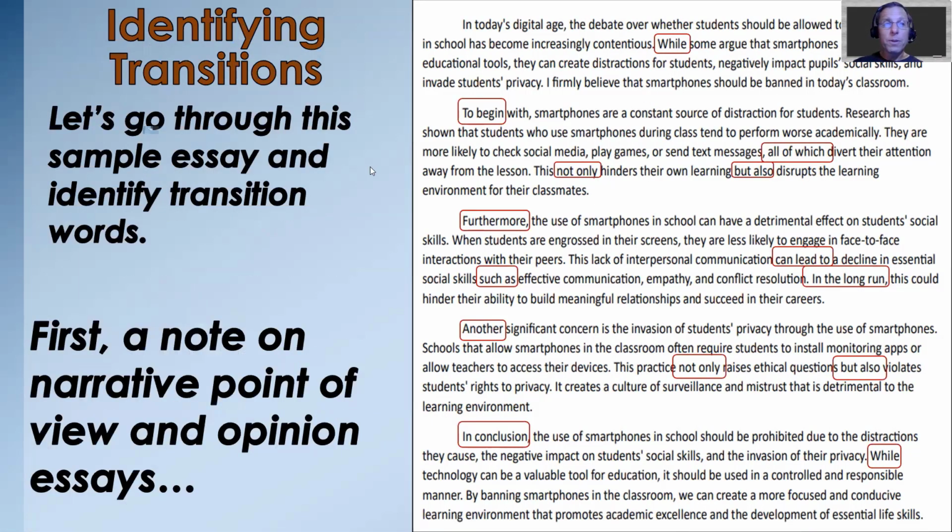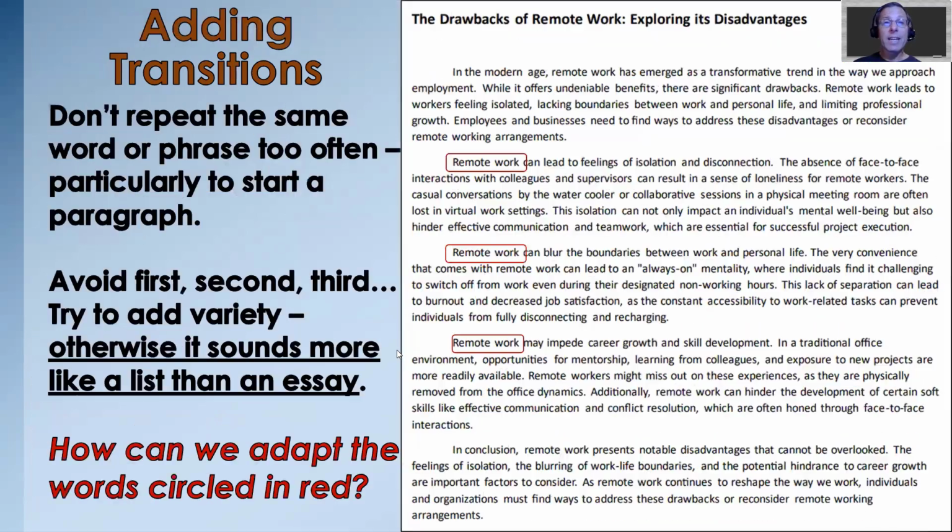Now, if we look here, we've got several different examples of transition words. While, to begin with, all of which, not only, but also, furthermore. Can lead to is an example of cause and effect. In the long run is talking about sequencing. Another, not only, but, in conclusion, and while. Now, these are just examples. You may have chosen other words, and that's okay. Those are just some words that I chose.